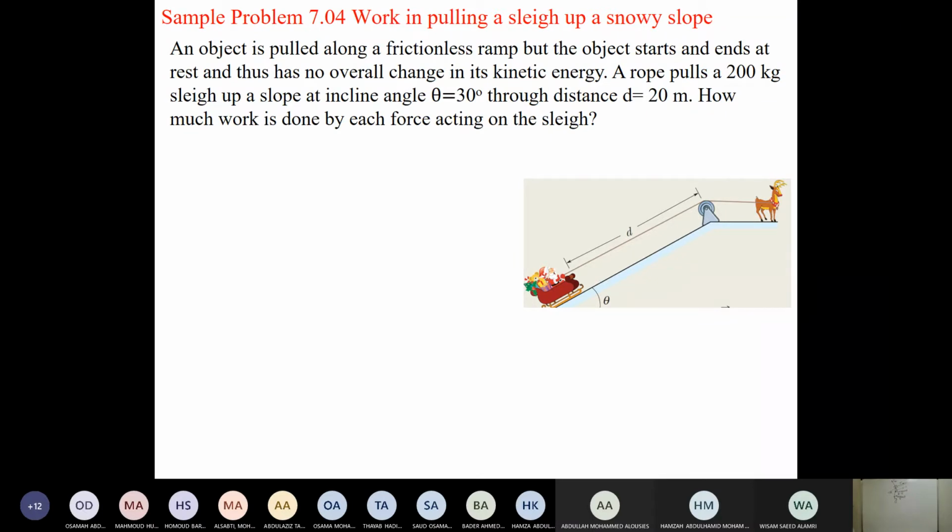Just to understand the concept of work, I'm asking you a question. Suppose this is the direction of the displacement because the object is going upward. How much work is done by the normal force?